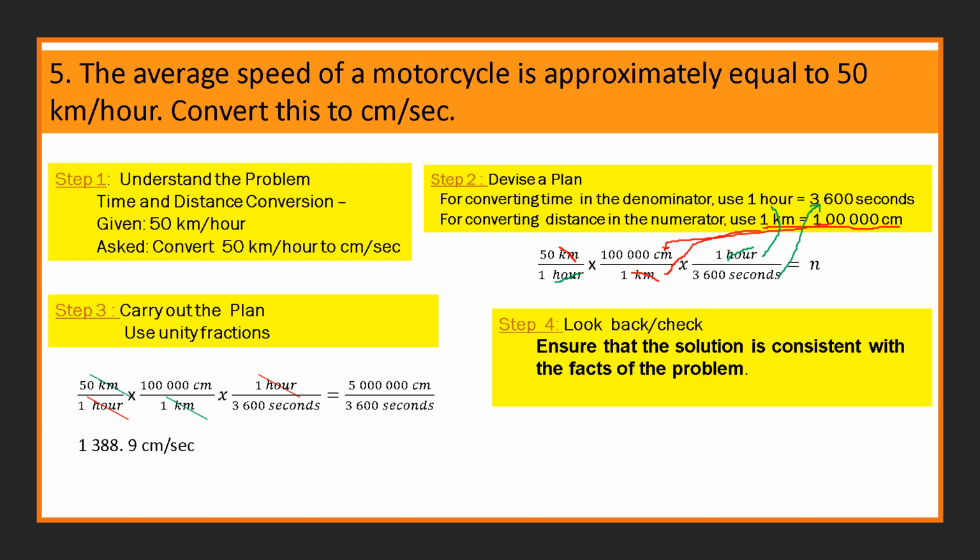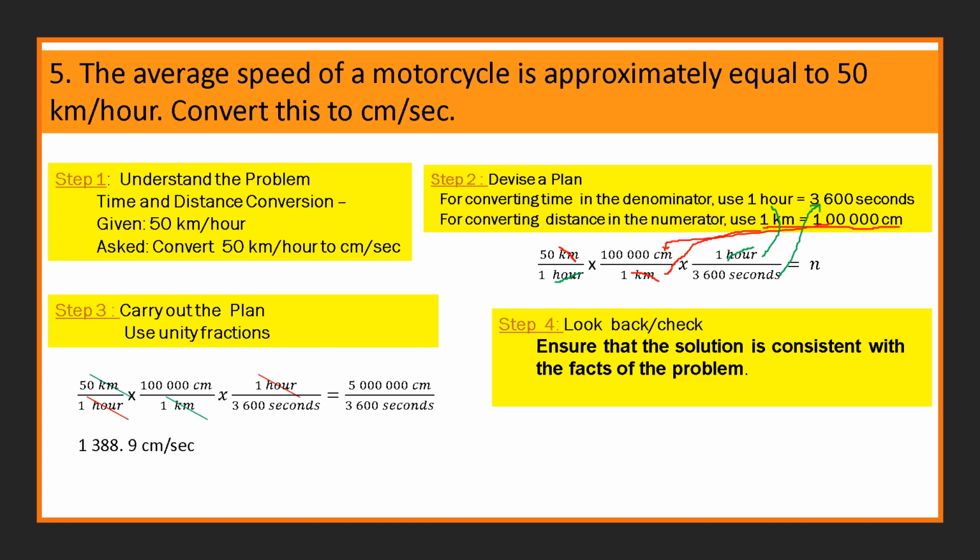This time we can now carry out the problem. So we have 50 kilometers per hour multiplied by 100,000 centimeters all over 1 kilometer, times 1 hour all over 3,600 seconds. We'll cancel kilometers and kilometers, and hour and hour. What remains is centimeters per second, which is our target.